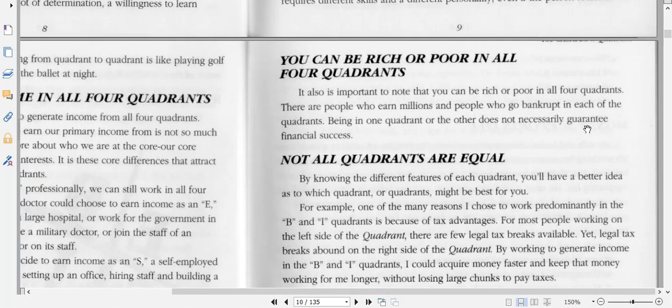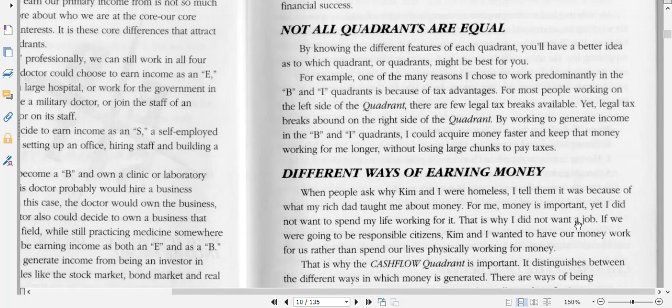You can be rich or poor in all four quadrants. It is also important to note that you can be rich or poor in all four quadrants. There are people who earn millions and people who go bankrupt in each of the quadrants. Being in one quadrant or the other does not necessarily guarantee financial success. Not all quadrants are equal.